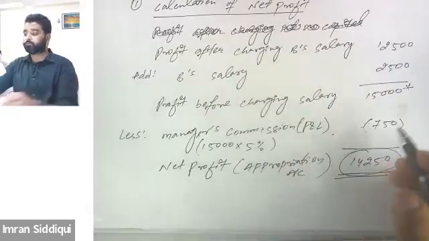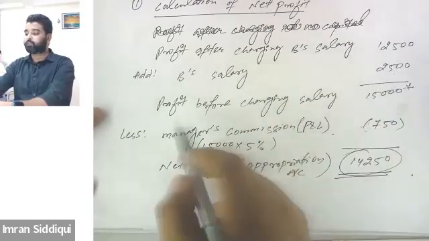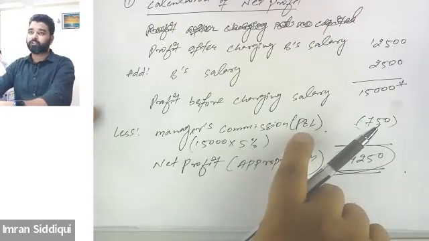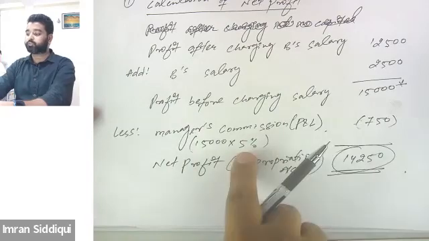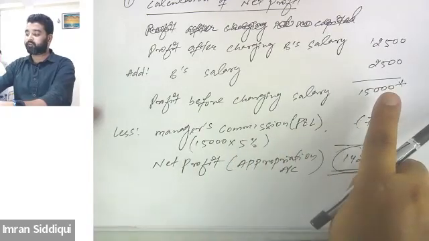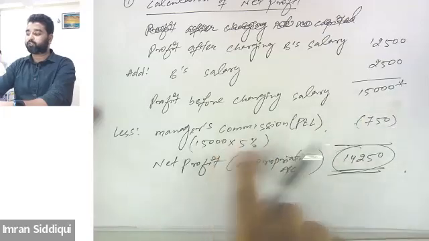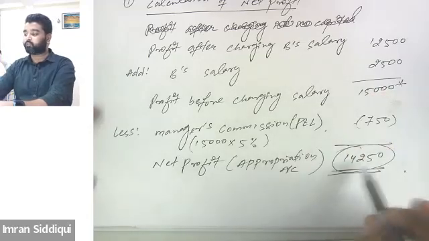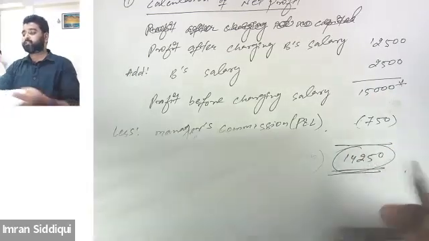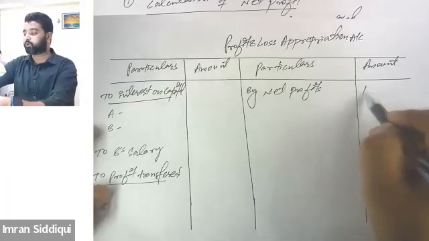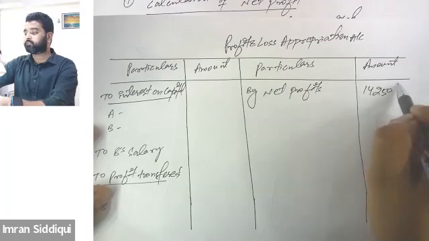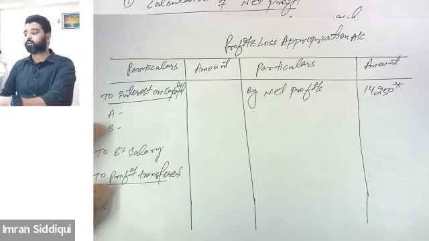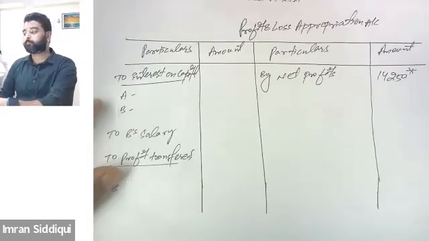For that purpose, first of all, we will add the salary so as to find out the profit before charging salary, and all the P&L related expenses need to be subtracted as well. The manager commission is 5% of the profit, that means 5% of 15,000, which will be 750. This will also be required to be deducted. 15,000 minus 750, we will get 14,250. Now this value will be recorded under the P&L appropriation account, 14,250. I've taken this value from the working note, therefore I'm marking a star. By net profit 14,250. Tell me guys, is this clear to all of you?